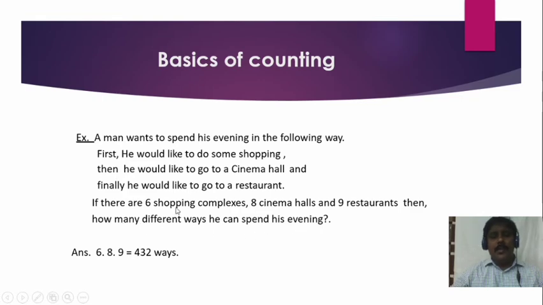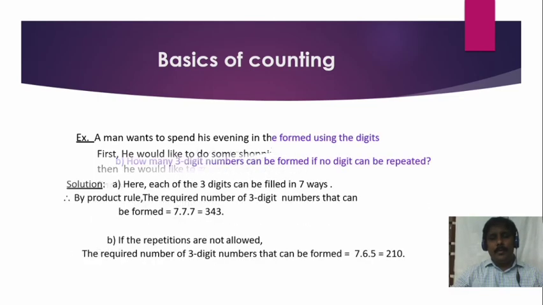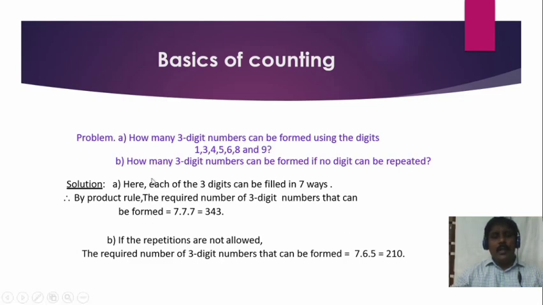So the simple answer is 6 into 8 into 9, that is equal to 432 ways. So the answer for the given problem, simply by using the product rule, we can say that 6 into 8 into 9, that is equal to 432 ways, is the answer for the given problem. So next he has given another problem.